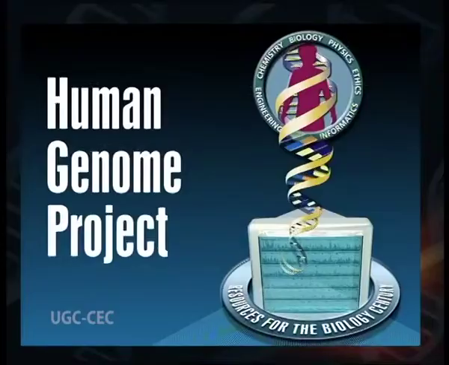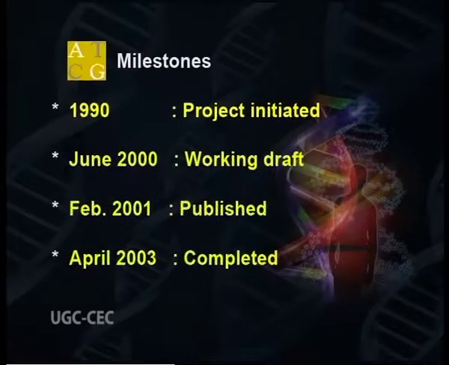So, in 1990, the Human Genome Project was started. In June 2000, the working draft was published. In February 2001, the whole sequence was published, and in April 2003, the complete human genome spanning approximately 99.9% of the sequence was put into the database.